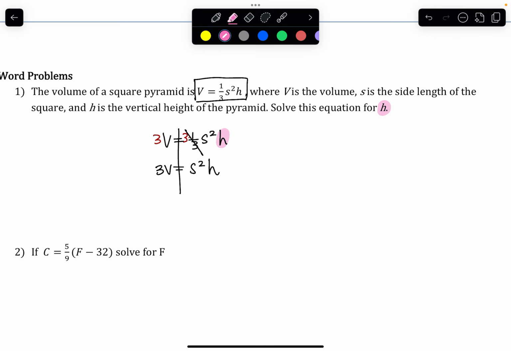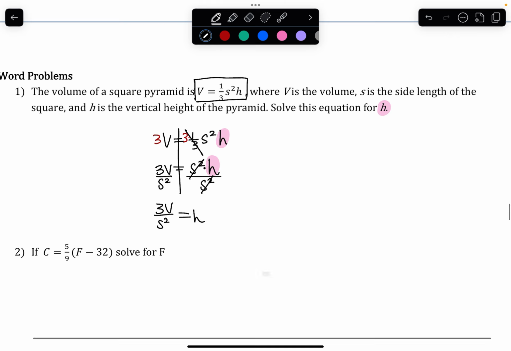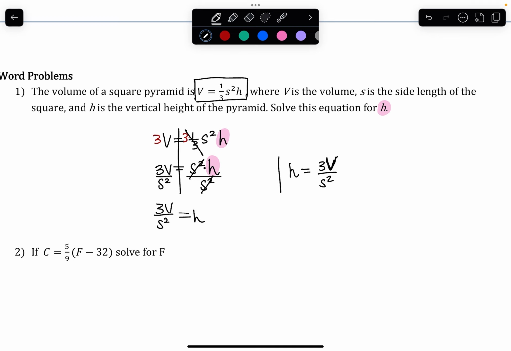Okay, and so now remember the goal is to isolate H. And so we need that S squared, which is being multiplied by H, to go away. And we do that by dividing. Okay, and so that gives me 3V over S squared equals H. And so we can write our final answer as H equals 3V over S squared.